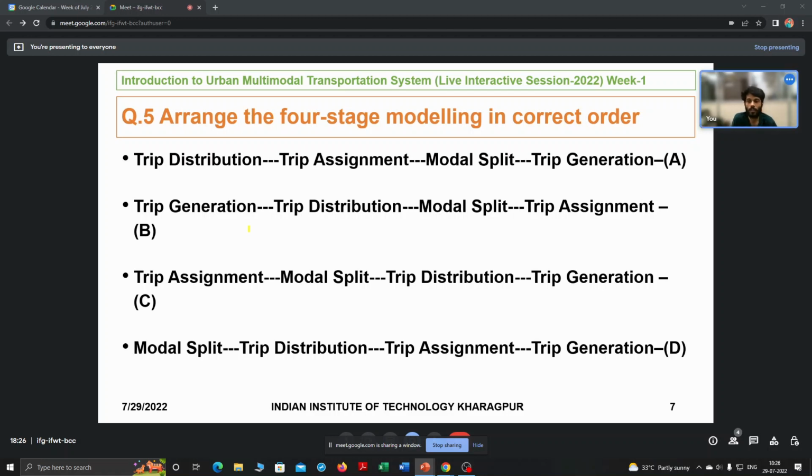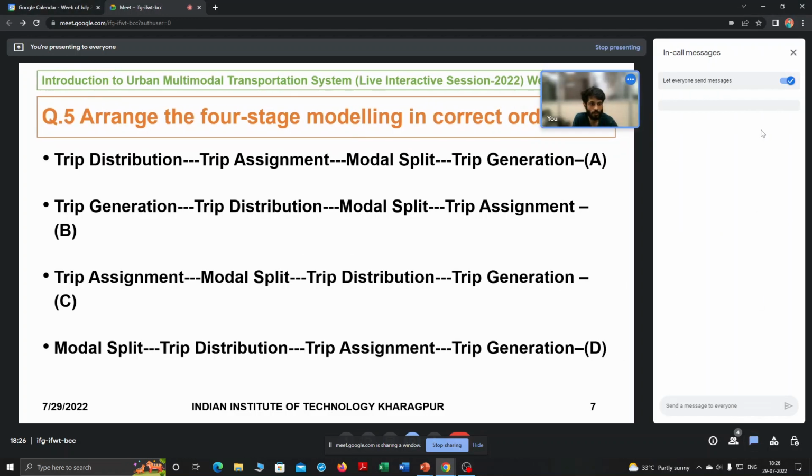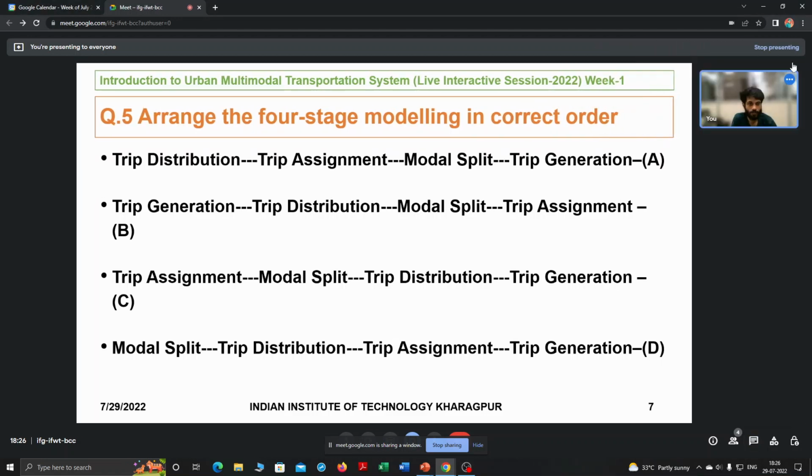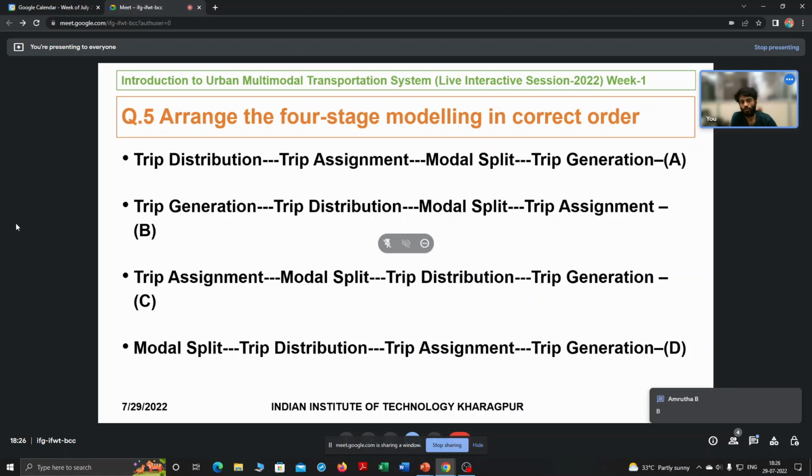Is it starting with trip generation or assignment or mode split or trip distribution? B. Okay. So actually it is B, right? So you are correct.